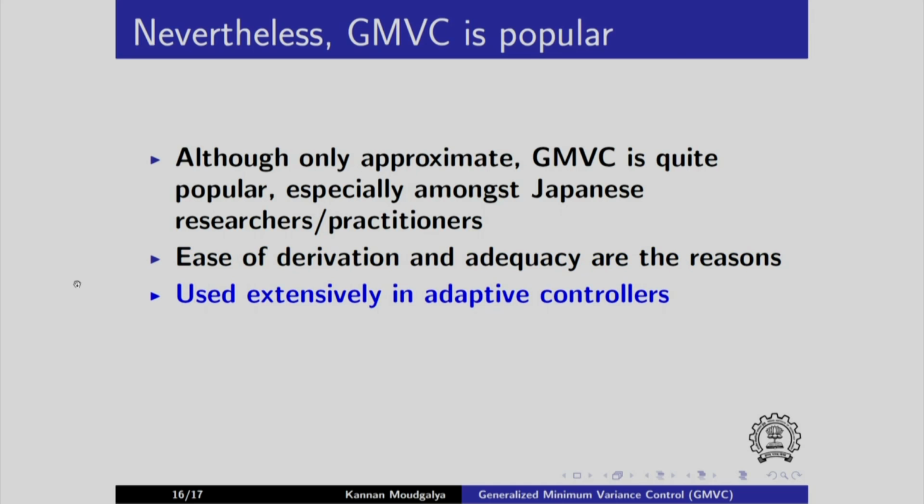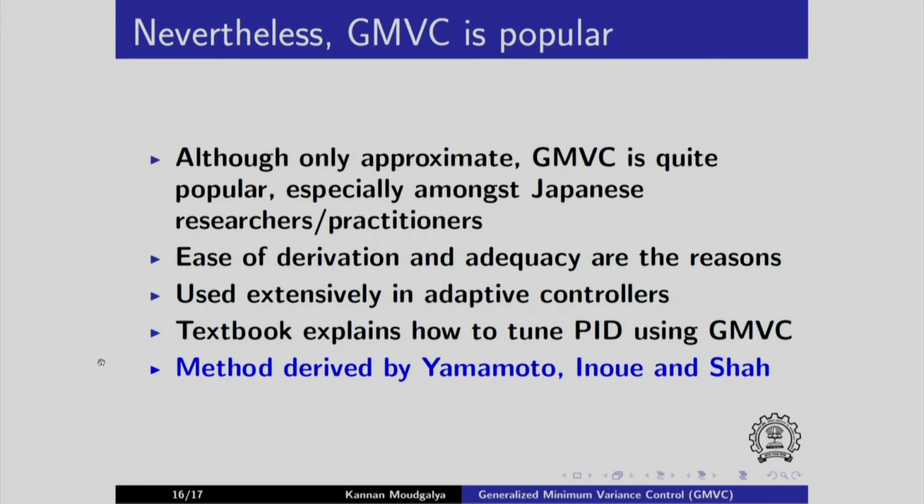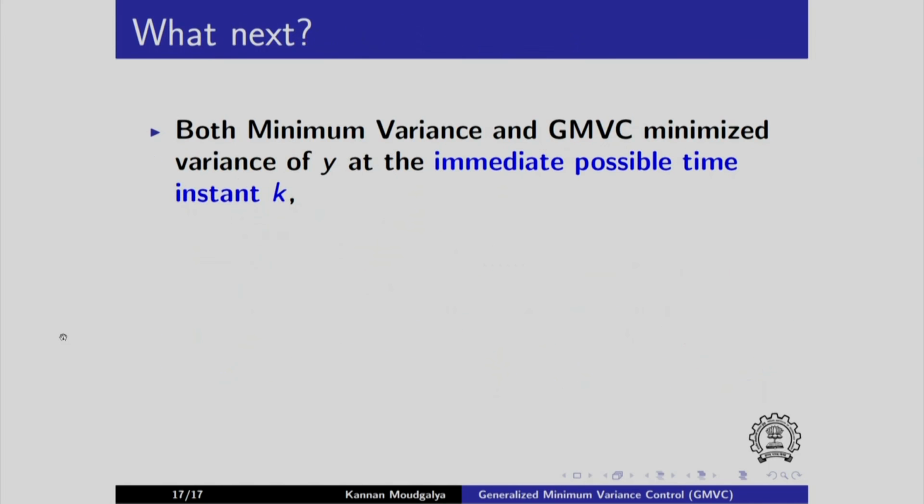This is used extensively in adaptive controllers. The textbook explains how to tune a PID controller using GMVC. This method is derived by Yamamoto, Inu and Shaw. Remember, PID tuning is a difficult problem, and to arrive at the first set of parameters can take a lot of time. As a result, this tuning method by GMVC is extremely useful to the researchers. This is another reason for the popularity of GMVC.